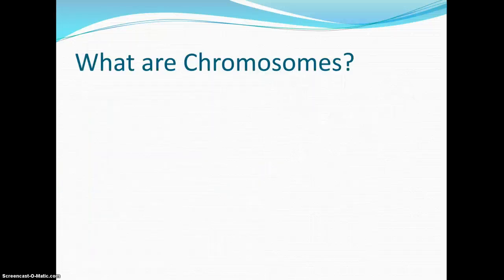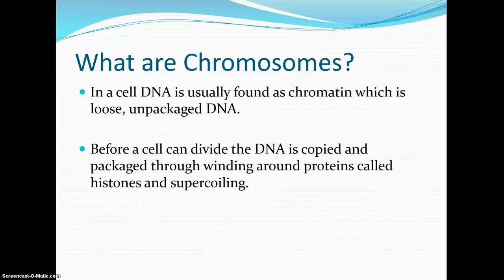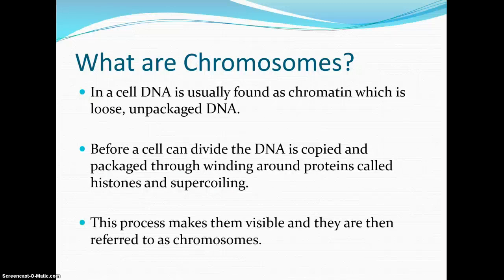That's all during interphase. Okay, we talk a little bit about chromosomes. Chromosomes are made to allow mitosis to happen. Otherwise, all your DNA would be jumbled all over the place in the nucleus, and there'd be no clean way to make sure genetic replicas go to each new cell. In a cell, DNA is usually found as chromatin, which is loose, unpacked DNA. But before a cell can divide, the DNA is copied and packaged through winding around proteins called histones and supercoiling. This process makes them visible, and they are then referred to as chromosomes.